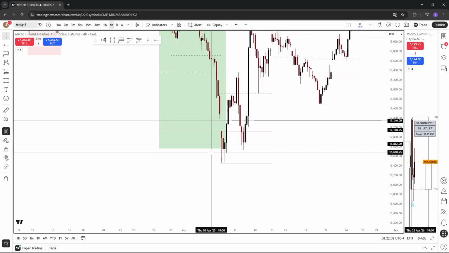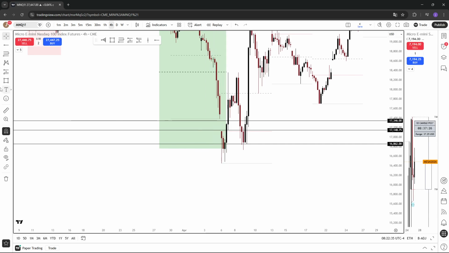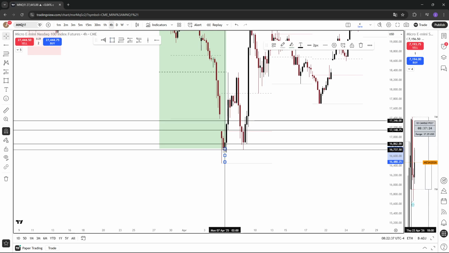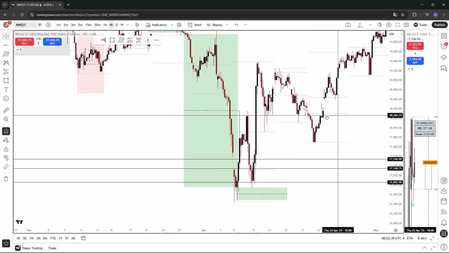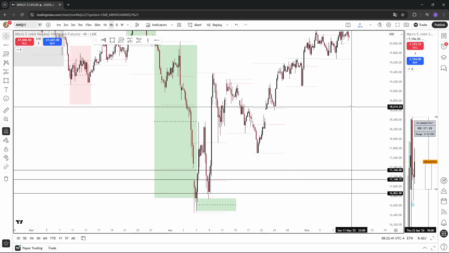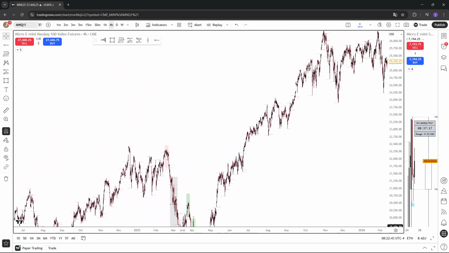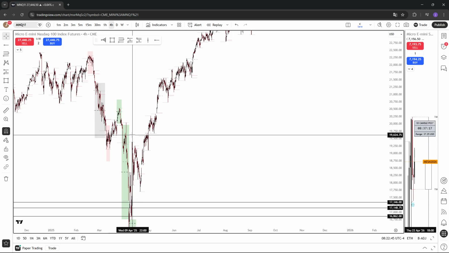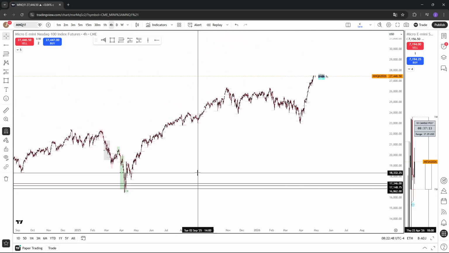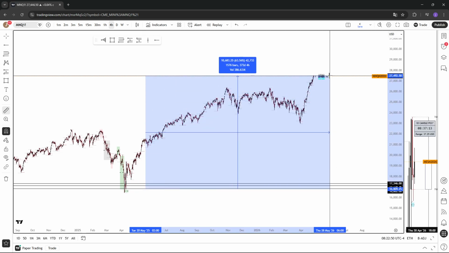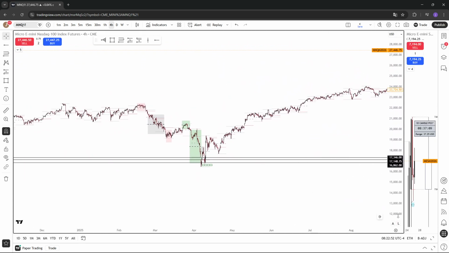What can we see? We respect off of these. We actually built some sort of rejection block. Nice. Tap that. You could have longed right there and held that for like years, bro. Wait, when was this? April 25. Okay, if you hold this for a year, you got like 10,000 points. Okay, nice, bro.